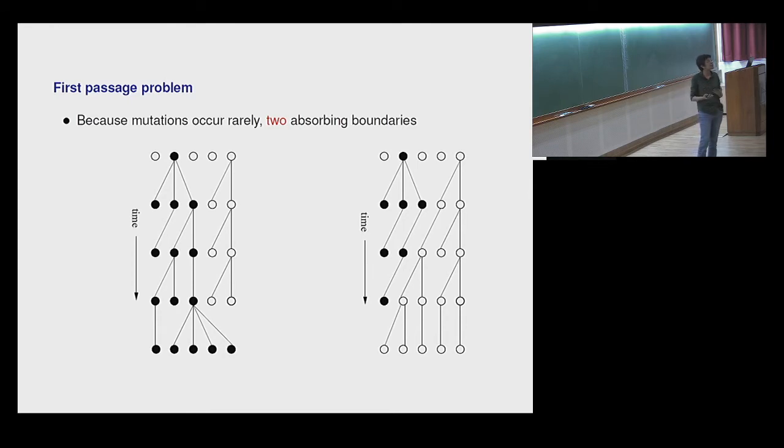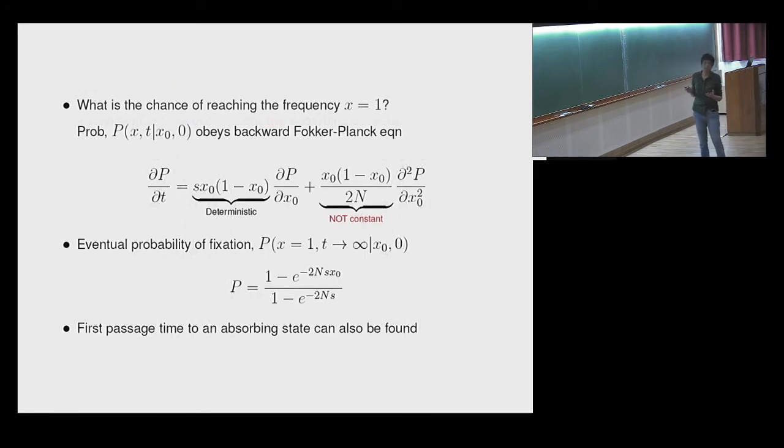And before I can ask questions about first passage time and so on, the first thing I need to ask is, what's the chance that I wind up in one of these absorbing states? So that's what one can do. And one can write down a standard backward Fokker-Planck equation. So this is the time that I start. I start with x0 frequency at time 0, and I want to know what's the frequency at time t. It's x. The frequency is x at time t.